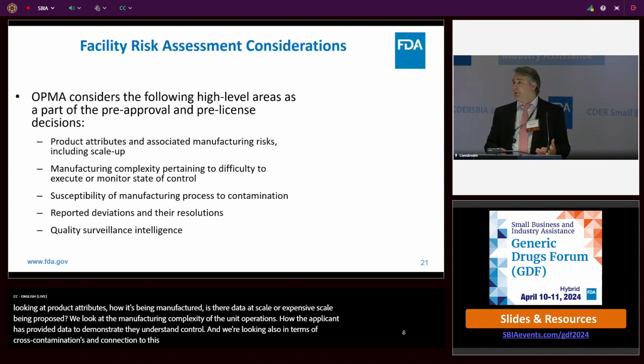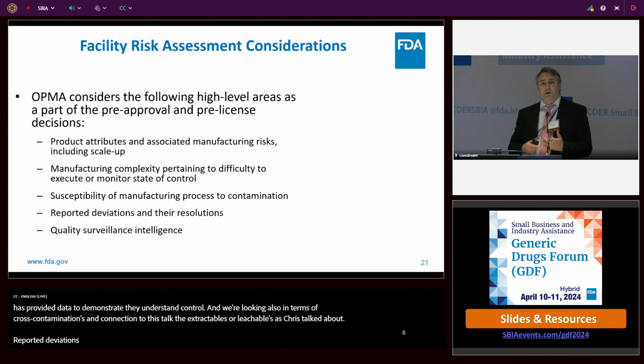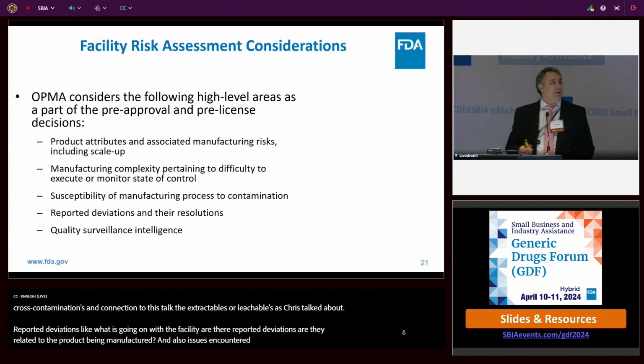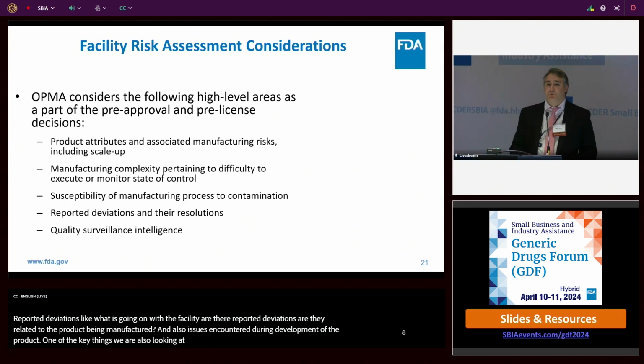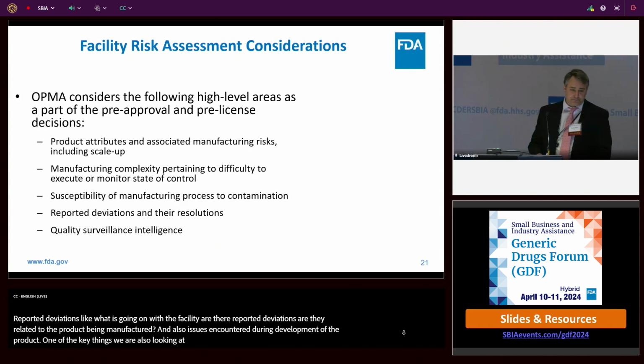Reported deviations, so we're looking back at those facilities. What's going on with the facility? Are there reported deviations? Are they related to the product that's being manufactured? And also any issues that were encountered during the development of the product. And one of the key things that we're also looking at is the quality surveillance information, so bringing in other information and sources from the Office of Quality Surveillance and OPQ.